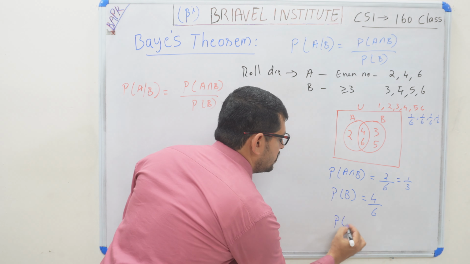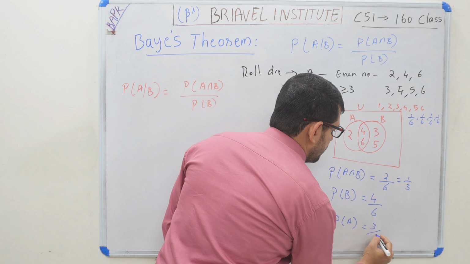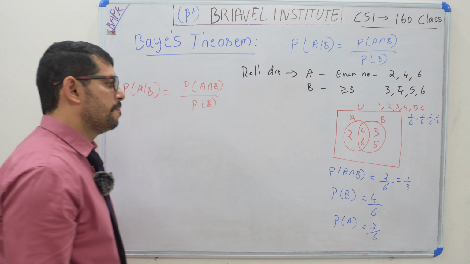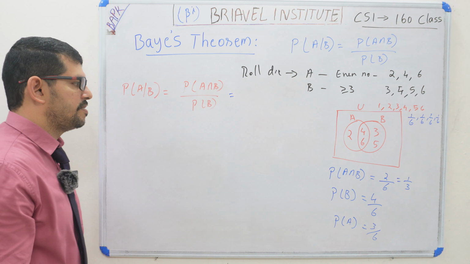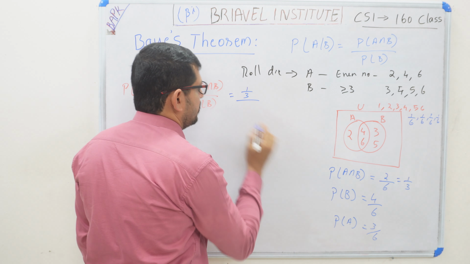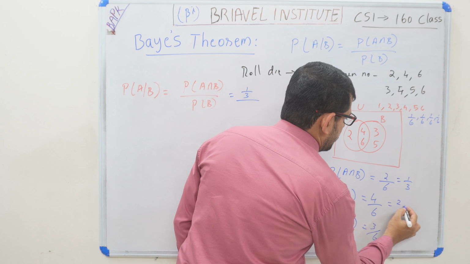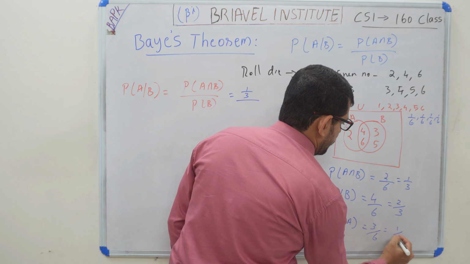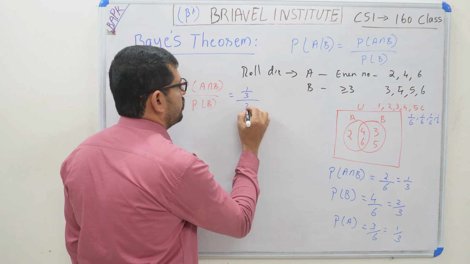What is the probability of A? It is 3 numbers, so you can write 3 by 6. So these are the probabilities. Now you can substitute: the probability of A intersection B is 1 by 3, divided by the probability of B, 2 by 3. So the probability of A given B is 1 by 2.